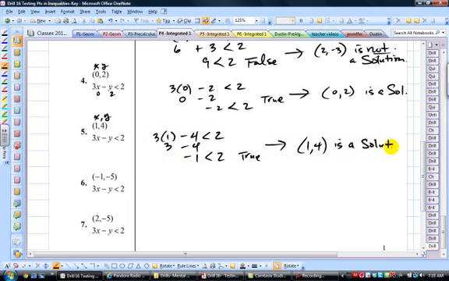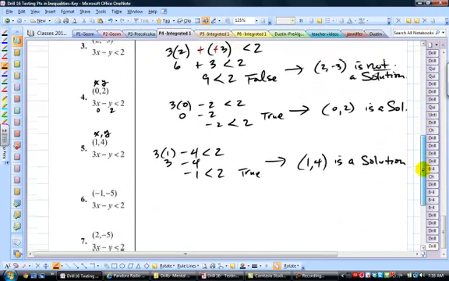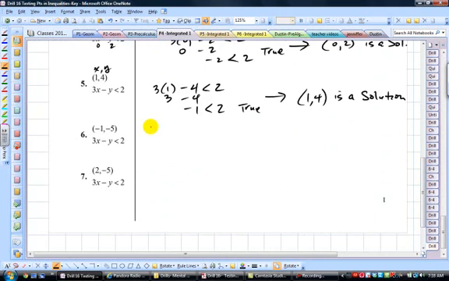But let's see if it's in the yellow area above. Let's go 1 right, 4 up. So 1 right, 4 up, 1, 2, 3, 4. Here's 1, 4, right there. It's on the graph. It's in the yellow area. All right, so it's making sense here. If it's in the yellow region, it's got to be a solution.